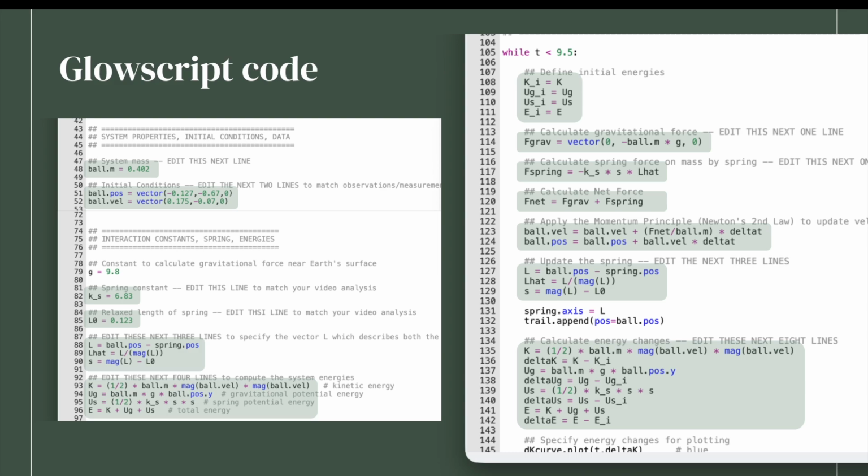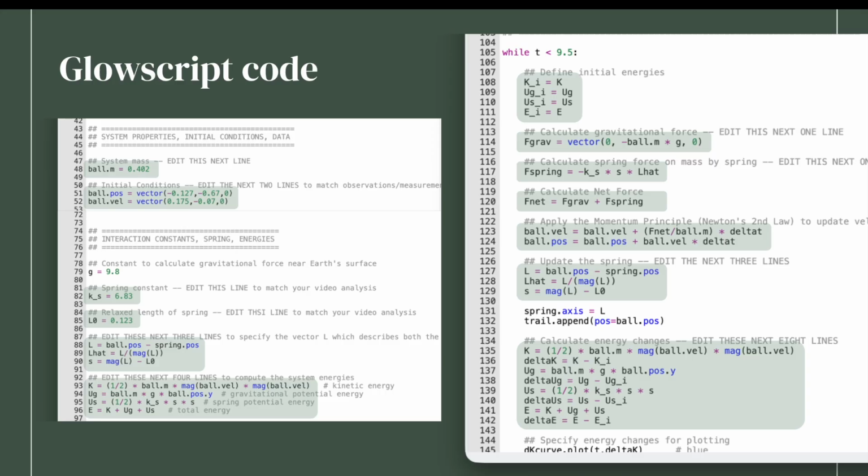I set the length of the spring to be the difference between the mass's position and the spring's position, and set L hat to be the length vector divided by the magnitude of the length. I set S to be the difference between the magnitude of the length vector and the relaxed length. I then filled in the kinetic energy, the gravitational potential energy, the spring potential energy, and the total energy formulas.